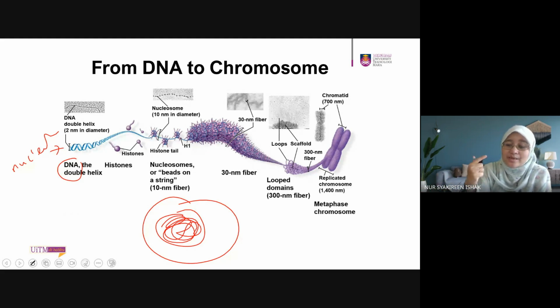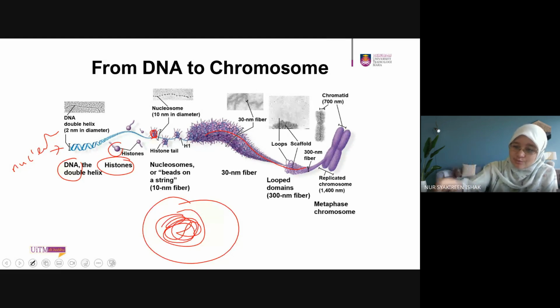This DNA has to be organized in a certain manner. In order for the DNA to be arranged properly, neatly inside the nucleus, as you can see, there will be protein. We call it histones. Globular protein, we call it histone, where the DNA strand will coil around the histone protein. So DNA coils around histones to form chromatin, which will be condensed to form a chromosome.